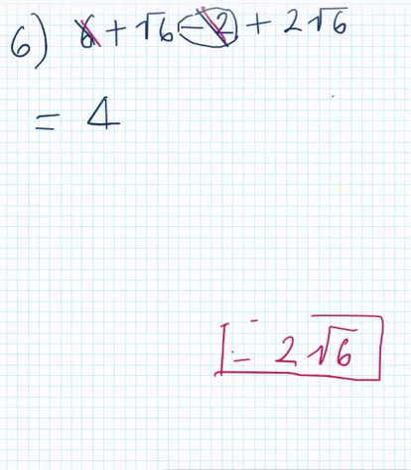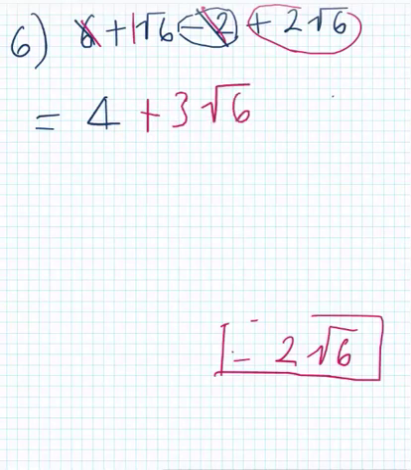Now, I've got the square root of 6 here. I know there's a 1 in front of it. In this question, do we have the square root of 6 anywhere else? Yes, we do. And there's a positive 2 square root 6. So what is 1 plus 2? Well, 1 plus 2 is positive 3 square root 6. And that's our final answer. There's nothing else we can add.